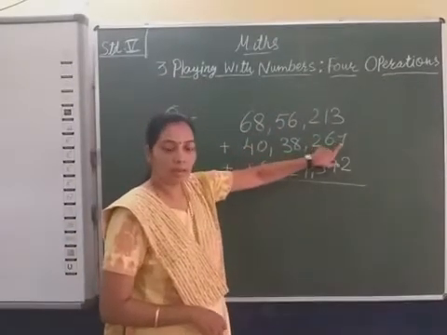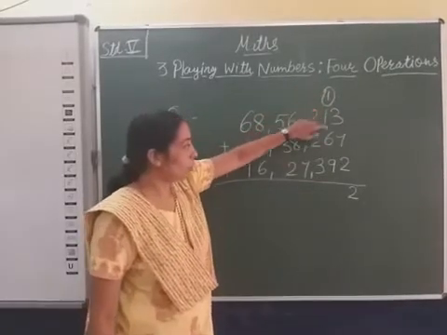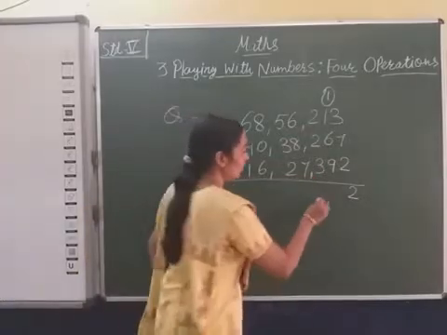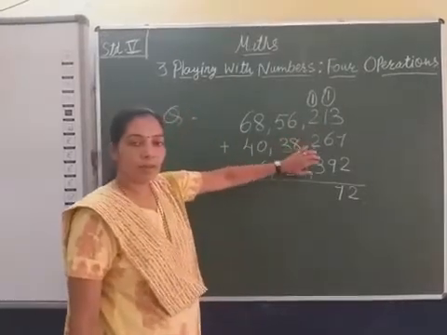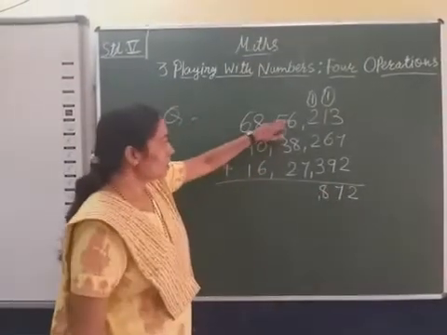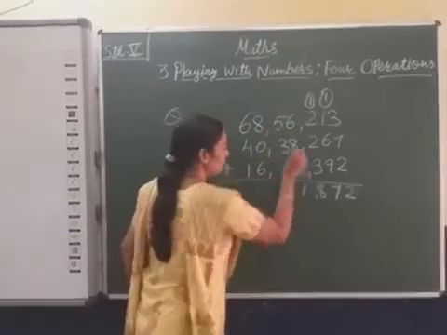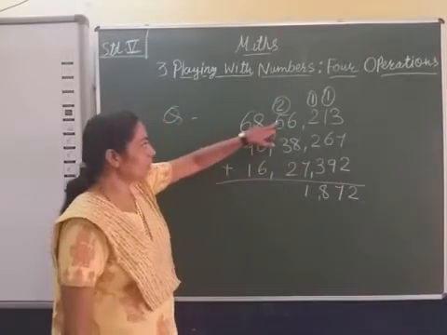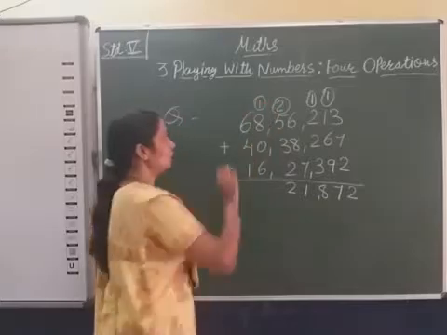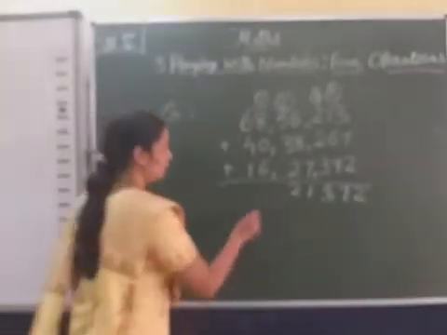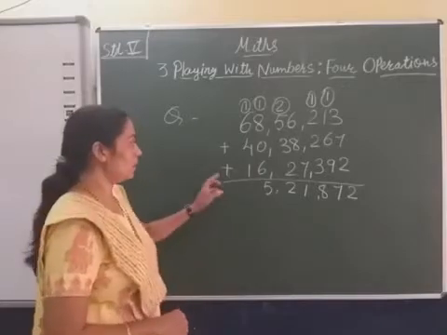3 plus 7, 10, 10 plus 2, 12. So 2 is here, 1 is carried forward to the tens place. 1 plus 1, 2, 2 plus 6, 8, 8 plus 9, 17, 7 is here, 1 is carried forward. 1 plus 2, 3, 3 plus 2, 5, 5 plus 3, 8. 6 plus 8, 14, 14 plus 7, 21, 1 is here, 2 is carried forward. 5 plus 2, 7, 7 plus 3, 10, 10 plus 2, 12, 2 is here, 1 is carried forward. 1 plus 8, 9, 9 plus 6, 15. 1 is carried forward. 1 plus 6, 7, 7 plus 4, 11, 11 plus 1, 12.